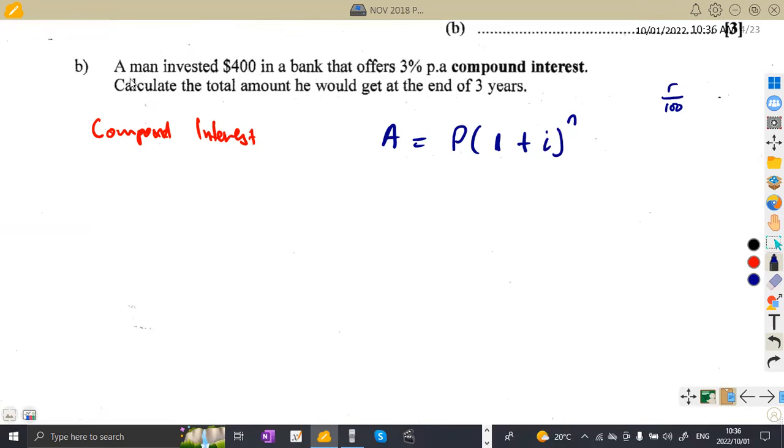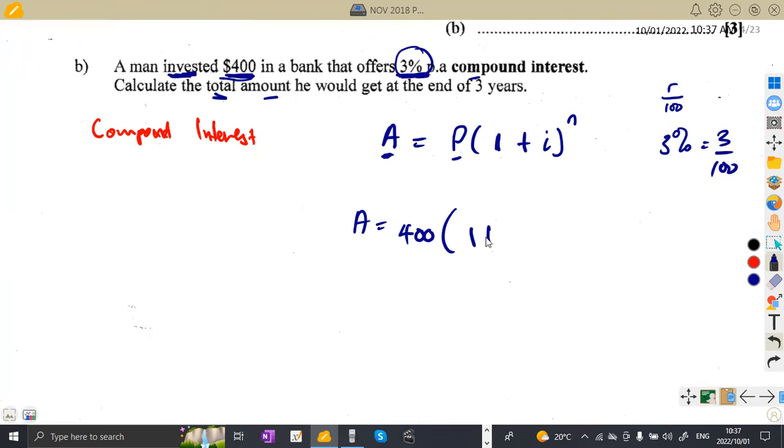Okay, so here you're asked to calculate the total amount, which is this A. So your amount is going to be P, which is the principal. Remember, principal is the money invested. So you invested $400 into a bank, which gives compound interest of 3% per annum. The 3% is a percentage, so how do you remove the percentage? You divide by 100. So it's going to be 1 plus 3 over 100 to the exponent of n, which is the number of years, the time taken.